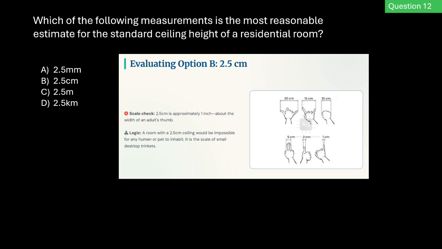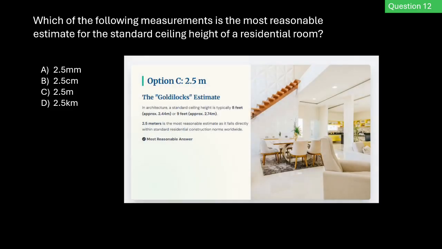Let's take a look at answer choice C, 2 and 5 tenths of a meter. 1 meter is about 100 centimeters. All right. So, a typical ceiling height is between 8 and 9 feet. So this would make option C our most reasonable estimate out of the three options that we've talked about so far. But let's take a look at option D and then we can pivot back to option C.